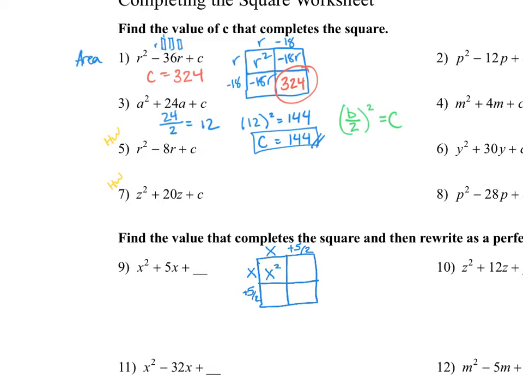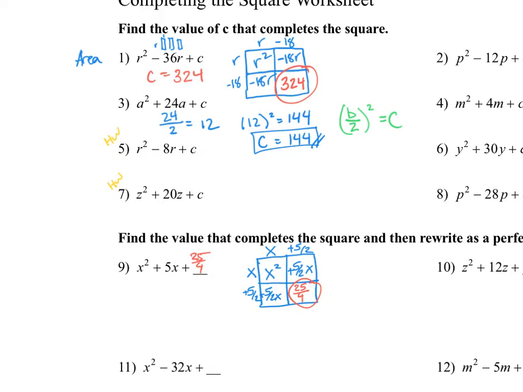So this will give me a positive 5 halves x. Here, another positive 5 halves x. And then if I multiply 5 halves by 5 halves, that's going to get me 25 over 4. So we know that's supposed to go here. So that's what we did in our previous problem, but then it also asks us to rewrite as a perfect square.